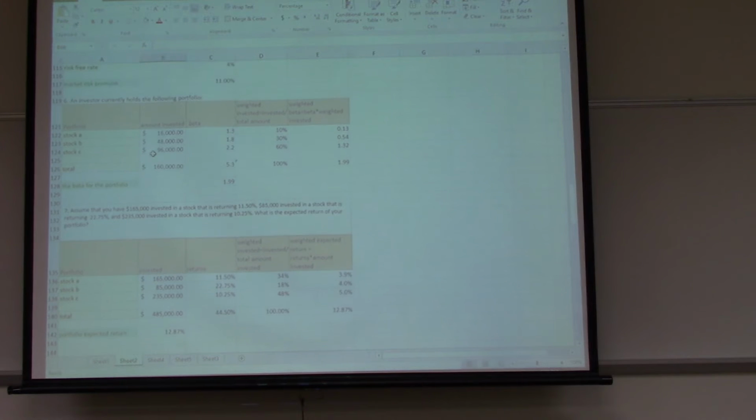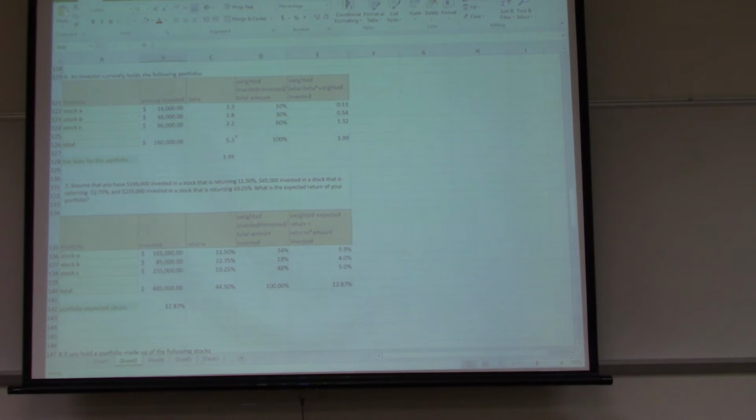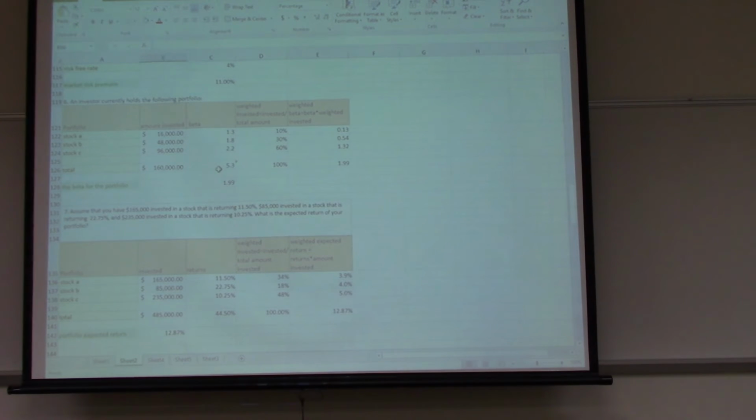The thing I like about Excel is that once you find a way to do one of them, you can simply copy and paste and then find the rest of them. So for number 6, an investor currently holds the following portfolio, and we want to know the beta of the portfolio.